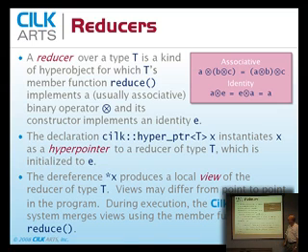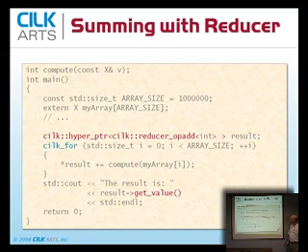And then whenever you dereference X, it produces a local view of the reducer. Views can differ from point to point in the program, but during execution, the Cilk++ runtime merges these views using the reduce member function. So this is kind of abstract, so let's dive down and look at a specific example. You see this is actually a lot easier to understand in the context of an example.